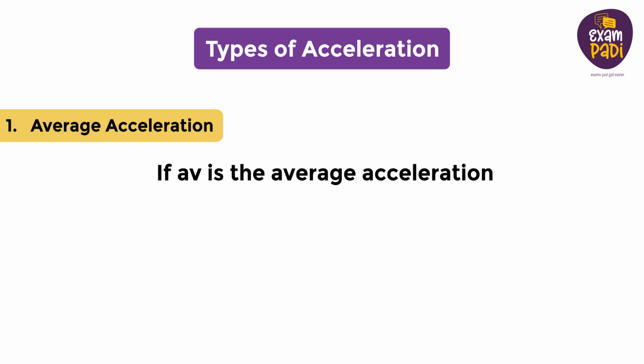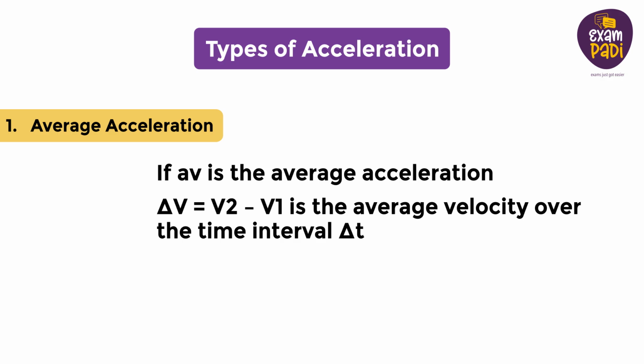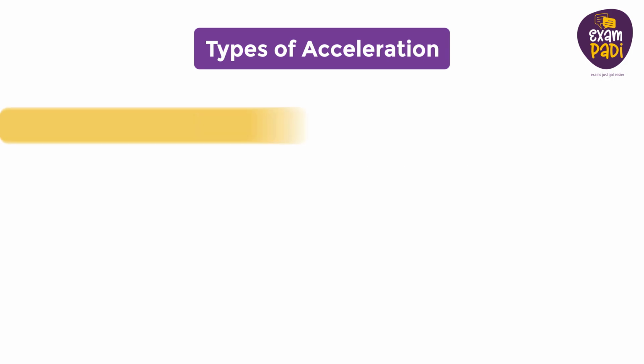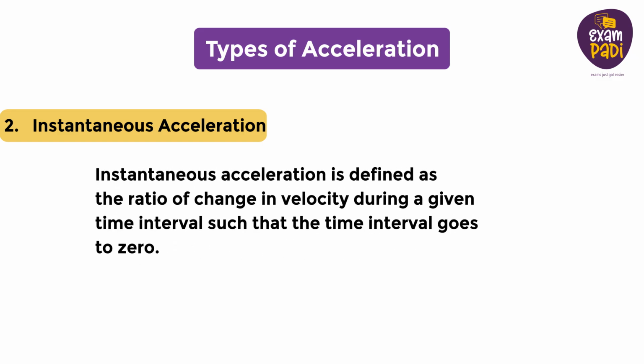If A_V is the average acceleration and change in V equals velocity 2 minus velocity 1, the average velocity over the time interval change in T, then mathematically A_V equals change in V over change in T equals V2 minus V1 over T2 minus T1. 2. Instantaneous acceleration. Instantaneous acceleration is defined as the ratio of change in velocity during a given time interval such that the time interval goes to 0.